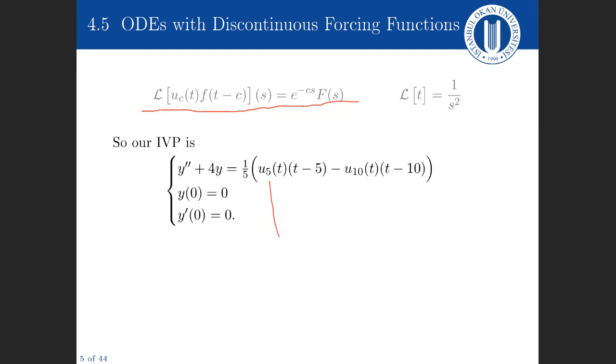Look, we have u5, and then the same number appears. We have a function calculated at t minus 5. And in the second term, we have the same thing. There's a 10 just here, and then t minus 10. So we can use our formula. And I'll also remind you that the Laplace transform of t is equal to 1 over s squared.